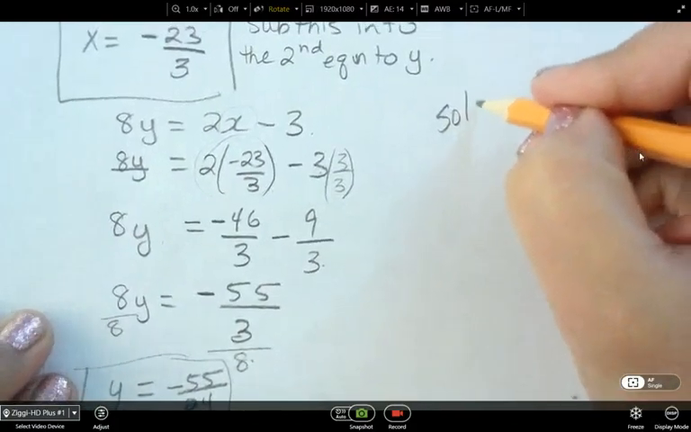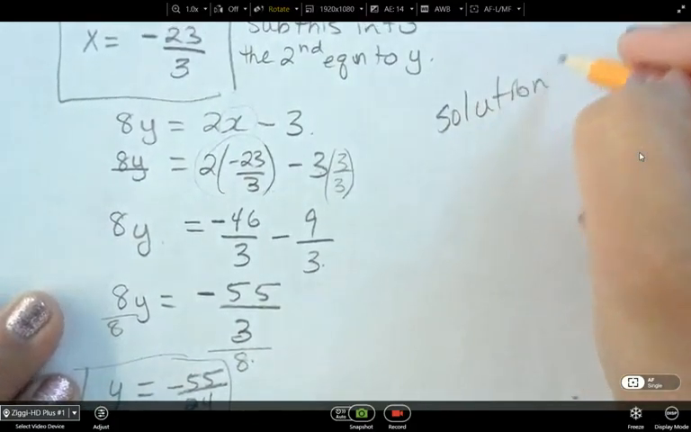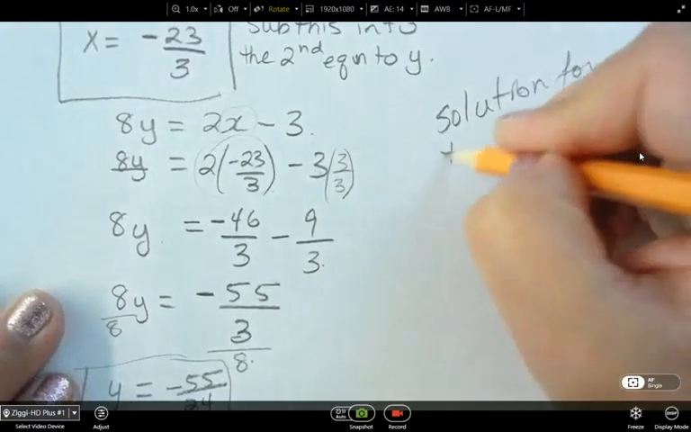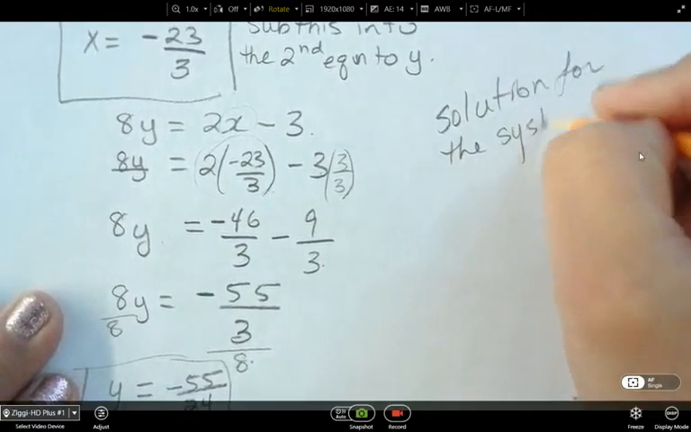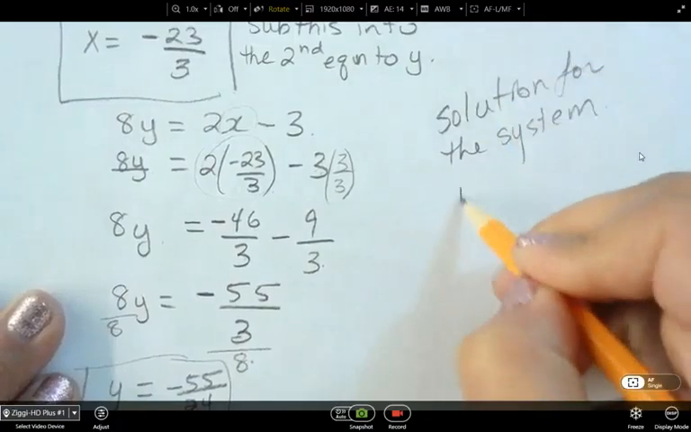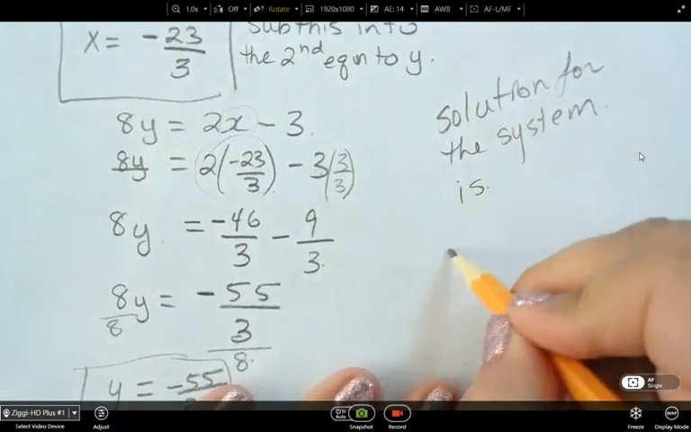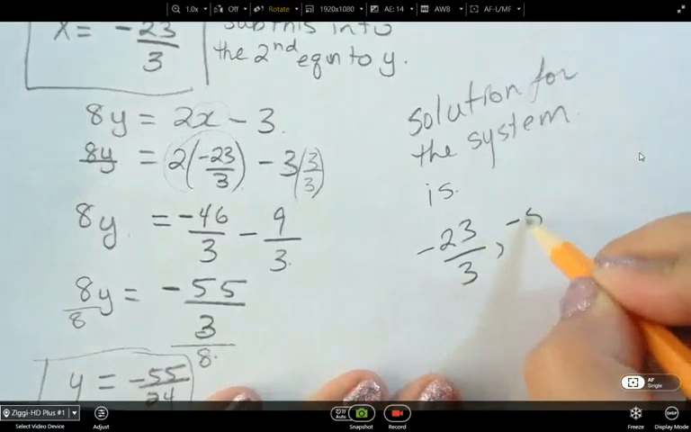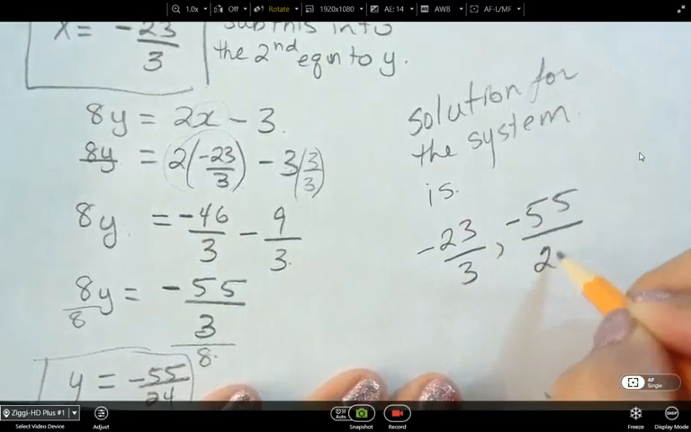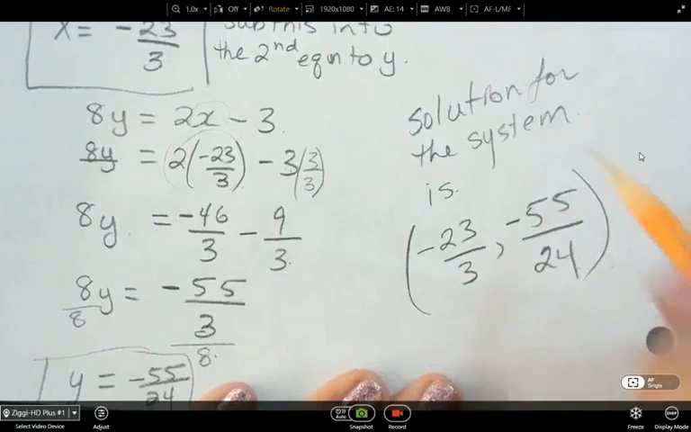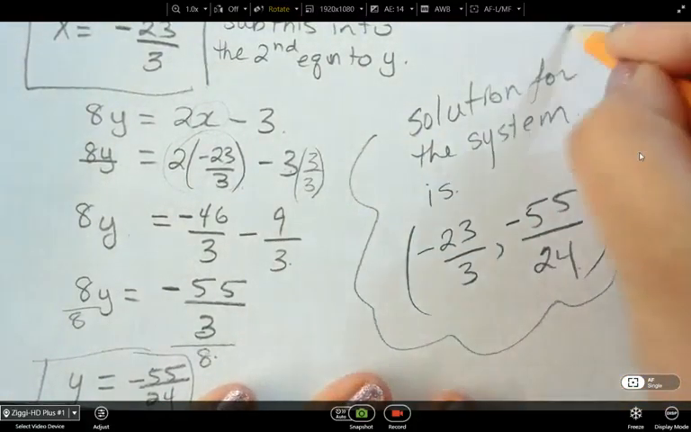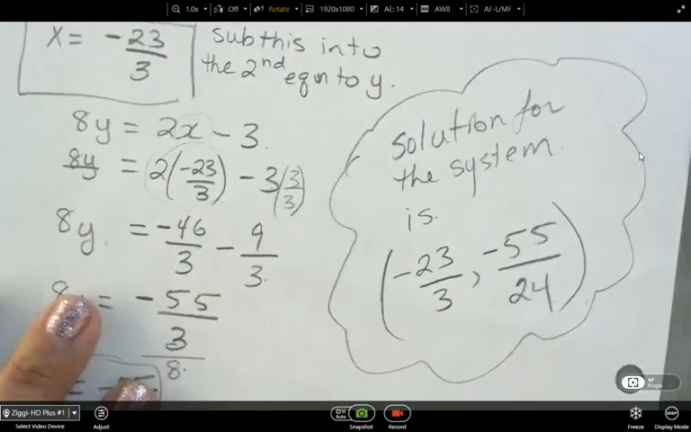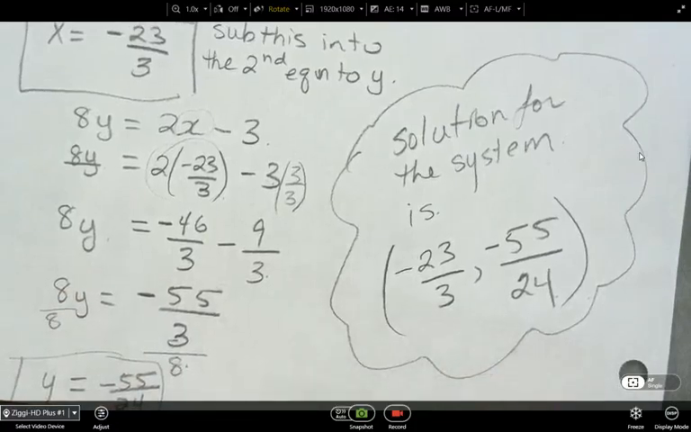So the solution for the system is negative 23 over 3, negative 55 over 24, and I write my final answer as a set of coordinates, okay? So it's a point. My answer is a point, and that's what I want.